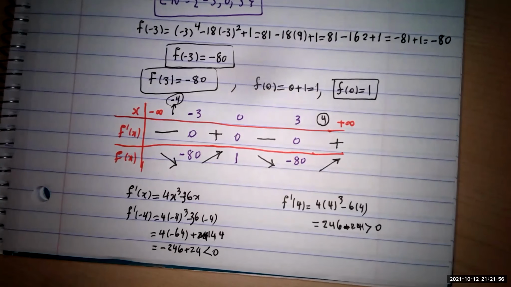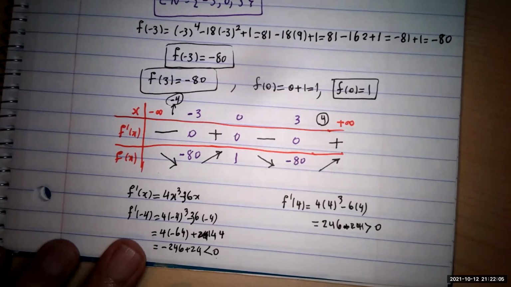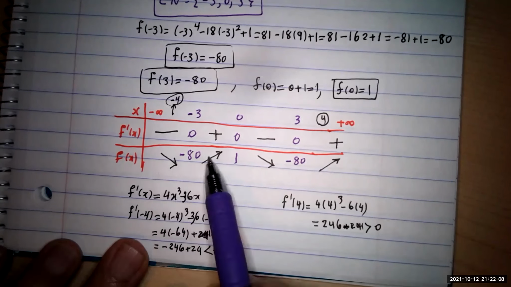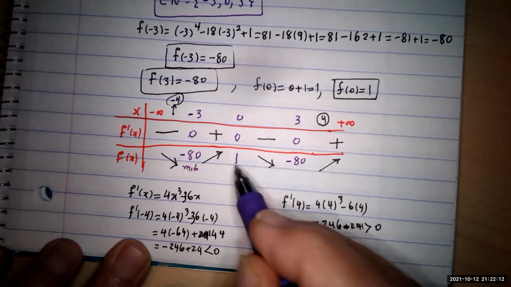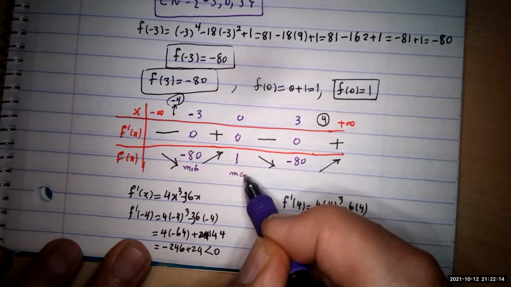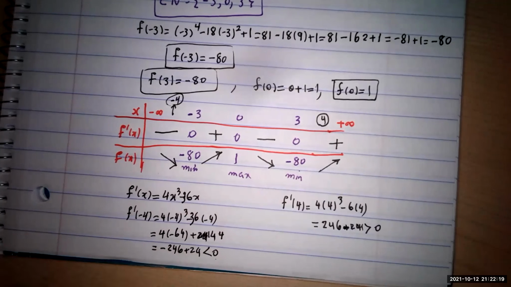You see, you have to check, I'll tell you that you have to be prepared for it. So for this one, you have to test the numbers. Now it's nicely done, decreasing, increasing. It's a down, up, this is minimum. Up, down, it's a maximum. Down, up, this is minimum. So this means f of 3 equal to negative 80 is a relative minimum.